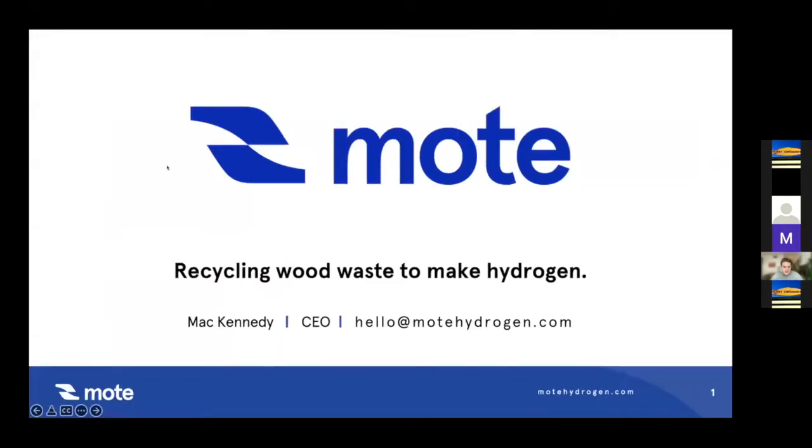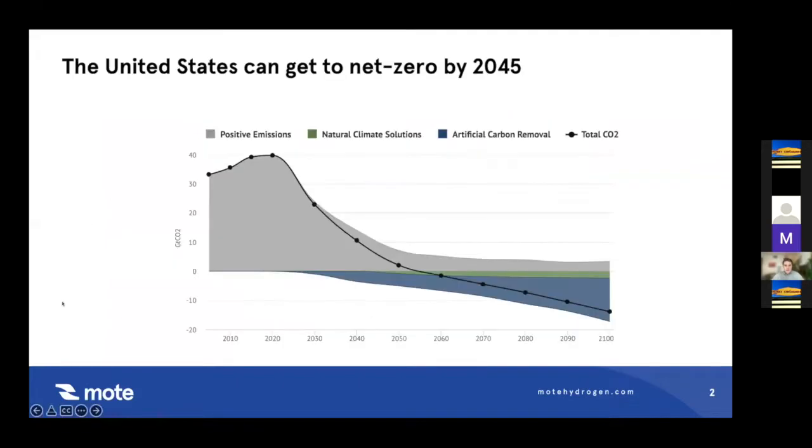So I'm Mac Kennedy, the CEO of a company called Mote, and we recycle wood waste to make hydrogen. So the United States can credibly get to net zero by 2045. And I love what you were saying, Toby, about it's not either carbon removal or emissions reductions, it's both. We need a lot of both to get to net zero. And there's a credible pathway to get there.